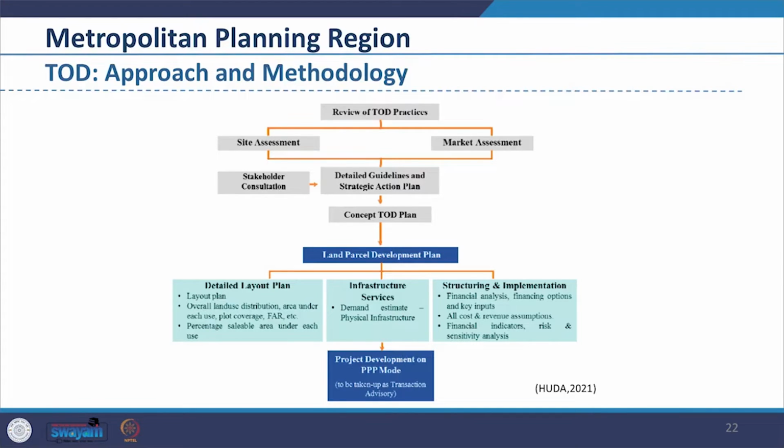With all these land parcel development plans, project development on public-private partnership mode was prepared and this was to be taken up as the transaction advisory. This information has been taken from Hyderabad Metropolitan Development Authority. So, we see that this was the approach which they adopted for preparing the transit-oriented development plan.